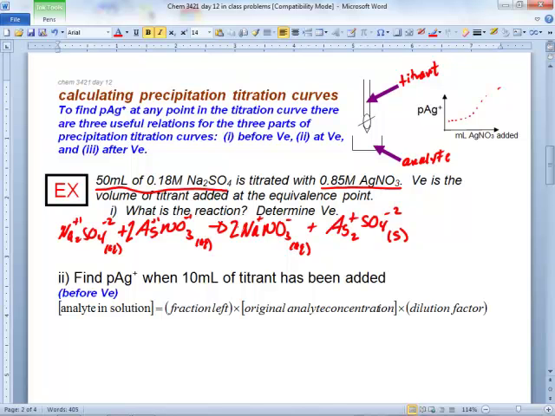So we have that. Determine VE. We really don't need the reaction, but I think it helps to know what's going on. Right? We're dripping the silver nitrate in. It reacts with the sulfate to make silver sulfate. Okay, let's get VE. Pablo, where would you start to get VE? Where would you start? Now, what is VE? It's the volume of the titrant. Exactly, volume of the silver nitrate.